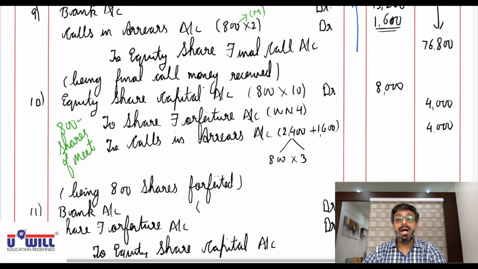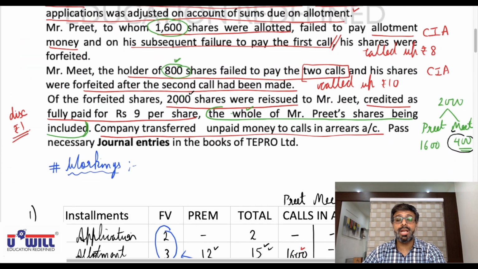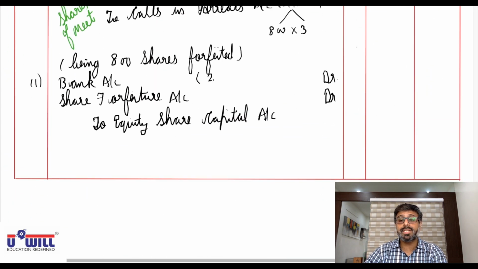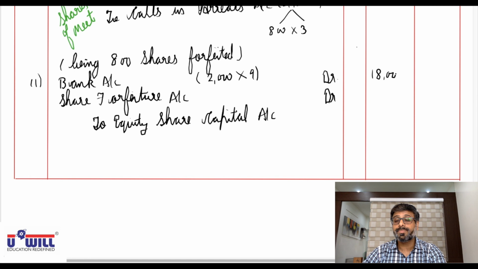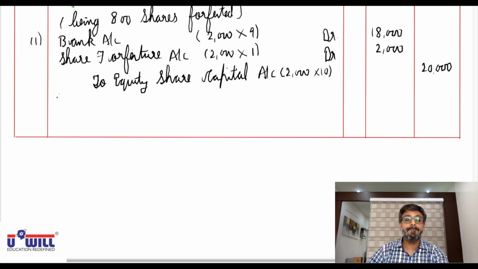Now amounts. How many shares are reissued? See the last paragraph. 2000 shares in all are reissued and reissue price is 9 rupees. So number of shares reissued 2000 into reissue price 9, 18,000. Discount is 1 rupee if 9 rupees is the reissue price. So number of shares reissued 2000 into discount 1, 2000. And called up capital 2000 into 10, 20,000. Being 2000 shares reissued.